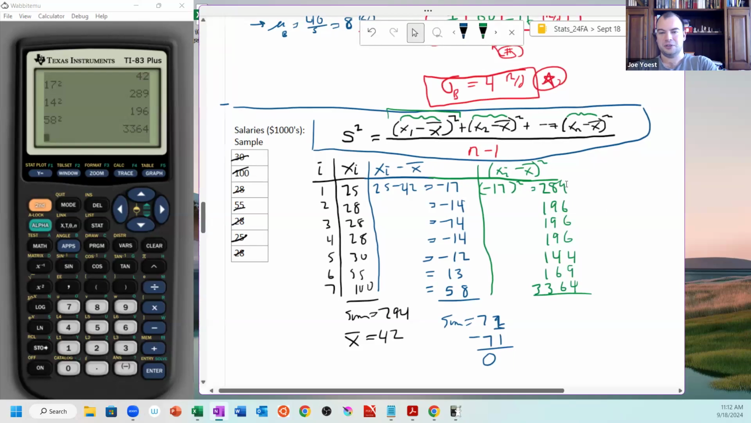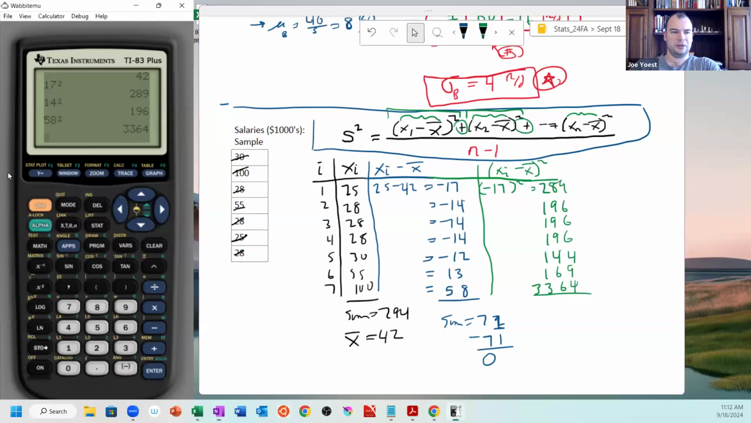Okay, so this gets me all of the squares, and now I need to add them up. So I have 289 plus 3 lots of 196. I might as well do 3 times 196. That's fine to do. Plus 144 plus 169 plus 3364. Does that look right? Looks good. This gives me 4554.